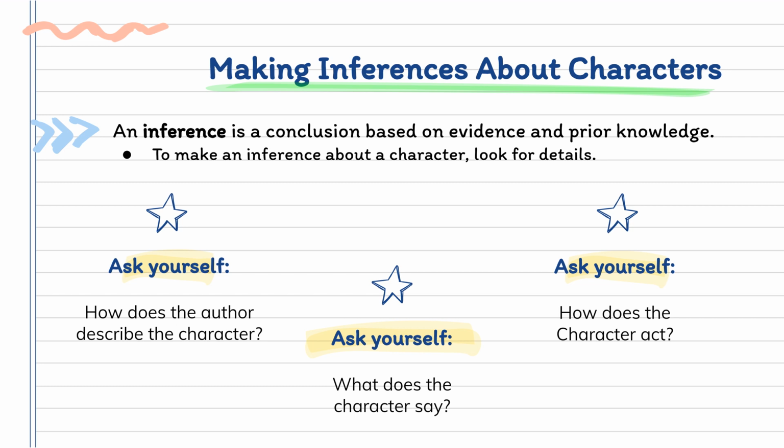Now, in order to make an inference on a character, you're going to have to pair up what you know about the characterization with prior knowledge. So remember, an inference is a conclusion based off of evidence that's in the text and your prior knowledge. So you're going to ask yourself these three things. How does the author describe the character? What does the author say? And what does the character say and how does the character act? Based off of these three things paired up with your prior knowledge, you're going to be able to make an inference about the character. Well, that was character in regards to story elements. Hopefully now you understand character.